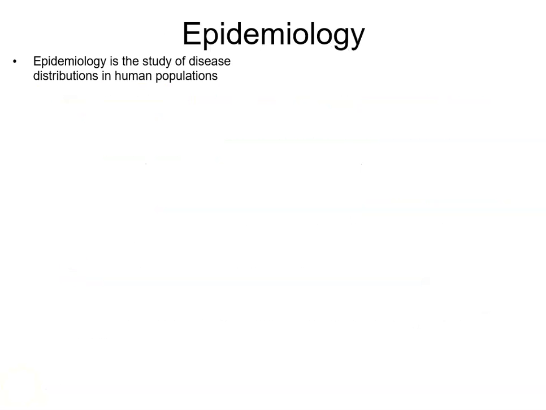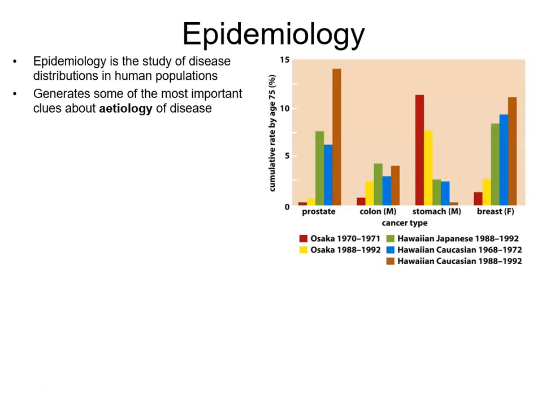Okay, so before we go on and show you more Kaplan-Meier survival curves, I'm just going to briefly cover epidemiology. Epidemiology is that branch of medicine that studies human diseases and their distributions, which generates data that can lead to clues about the etiology of disease. This is a classic graph showing the frequency of different cancers in different populations. We've got Osaka 1970s, Osaka 1980s and 1990s, and then the US population: Hawaiian Japanese and Hawaiian Caucasian in different time periods.